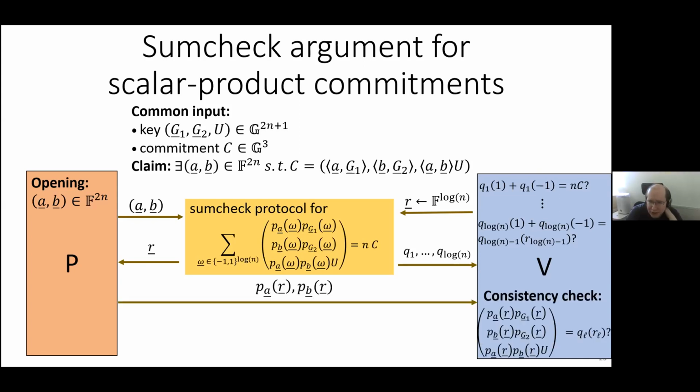And is U chosen in the setup, or is, oh, that's part of the key. Okay. Yeah, so it can be part of the key.